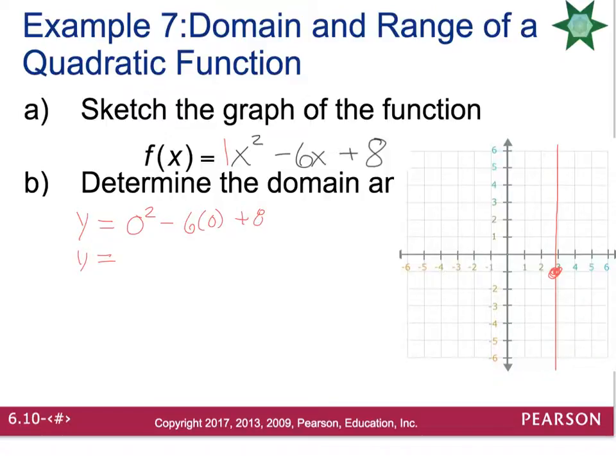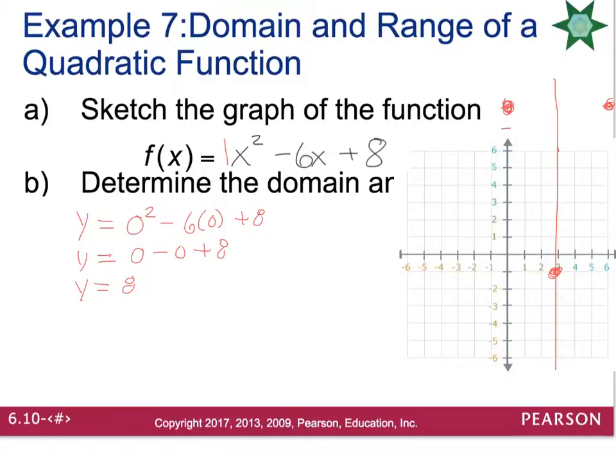The y-intercept will occur at 8. So on your y-axis, you can plot a dot at 8. Now what's kind of cool is that is 3 spaces to the left of the axis of symmetry. So you could also go 3 spaces to the right of the axis of symmetry, and you'll have another point located at 6, 8.